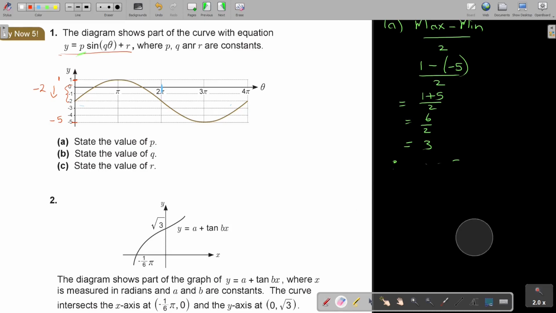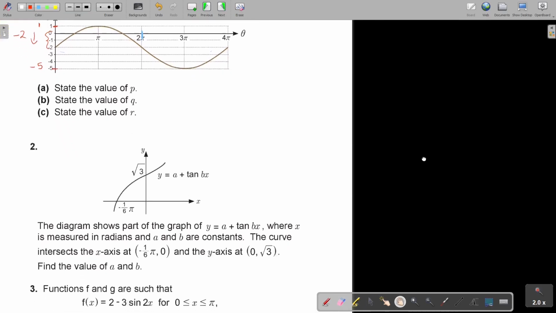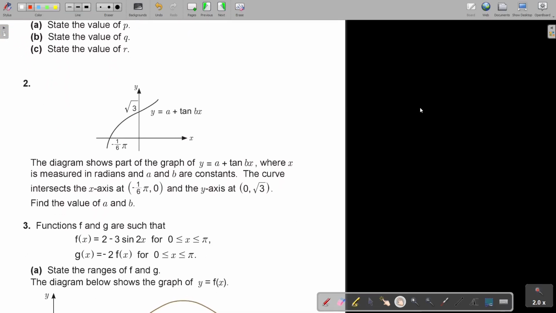So that was an easy one. And they love asking these very basic ones also in the exams on graphs. Okay, so this one, the diagram shows part of the curve, and there is the curve, do you see there, where x is measured in radians, and a and b are constants. The curve intersects the x-axis there and the y-axis there. Find the value of a and the value of b.